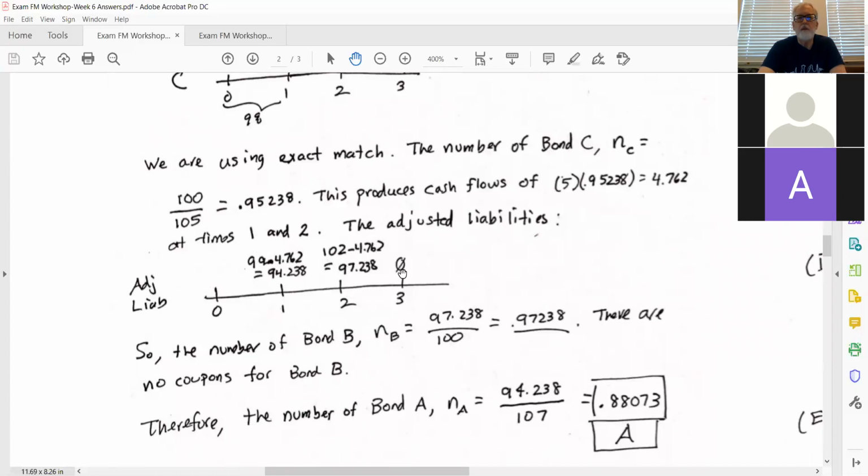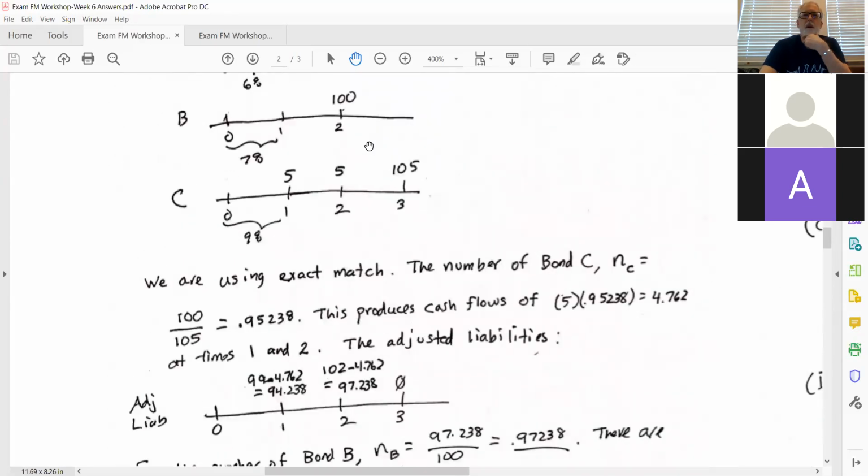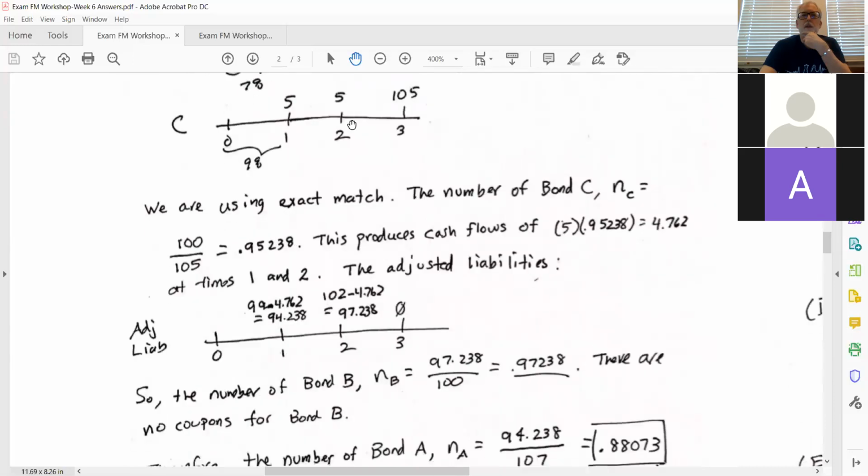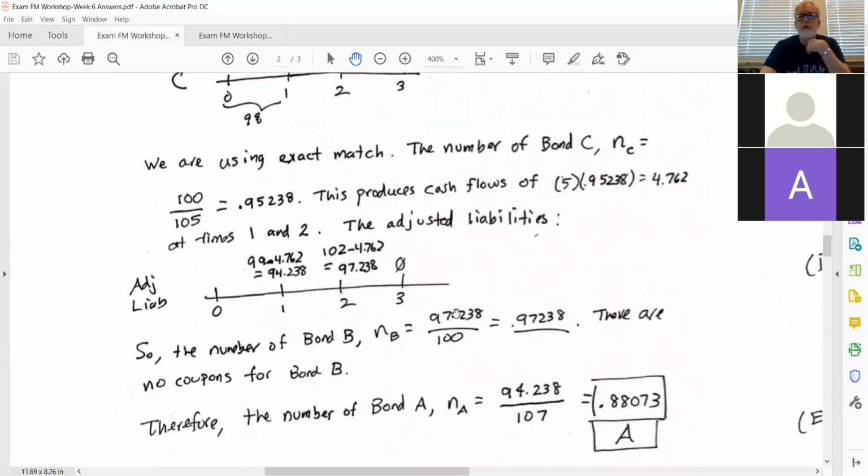So the adjusted liabilities are the original liabilities minus the cash flows generated from bond C. And that wipes out the 100 at time 3. The 102 minus the 4.762 leaves us with 97.238. And at time 1, it's 99 minus 4.762, which is 94.238. So now we are at time 2. The number of those bonds we need is just whatever the adjusted liability is, 97.238. Each one pays 100. So we need 0.97238.